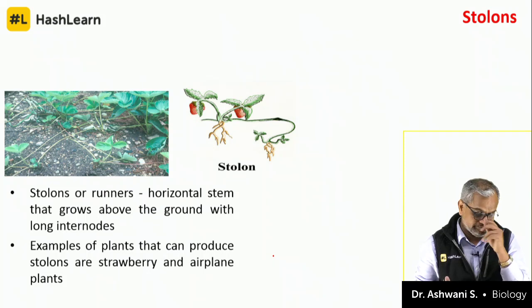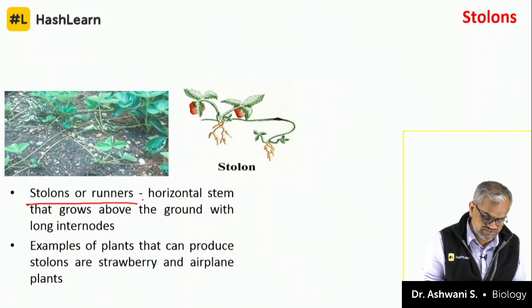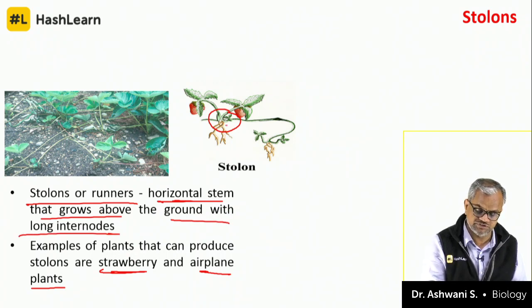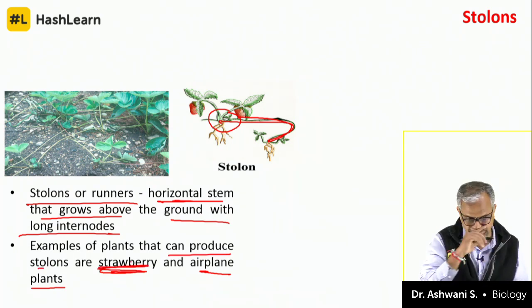Stolon. Stolons are also like runners. Example in strawberry or airplane plants. Horizontal stem, if you see here, that grows above the ground with long internodes. You can see here, there are such long internodes that can produce stolons, or strawberry. Classical example, very commonly they ask you.